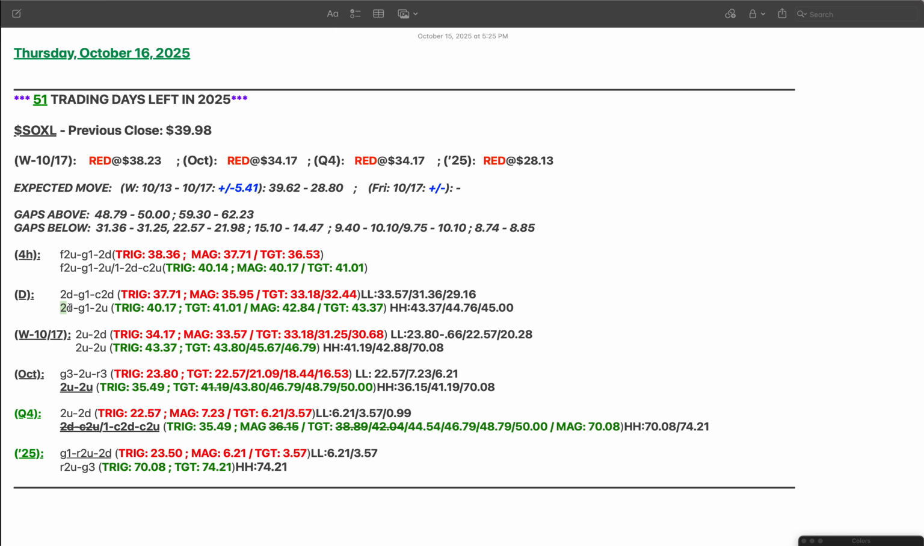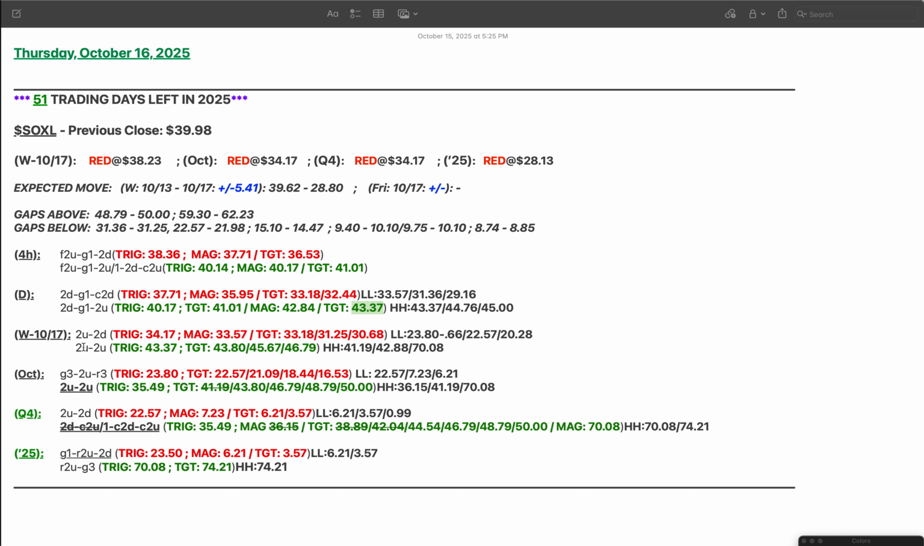For the upside, if tomorrow goes above today's high, that triggers the 2 down, green 1-2 up, again triggering at 40.17, targeting 41.01, but an ultimate magnitude of 42.84, and then I put an extended target of 43.37 out there, which was last Thursday's high or last week's high. So that's what you have from the 4-hour and day perspective. We already looked at the week and month and quarter chart, so I won't go back over those as well.